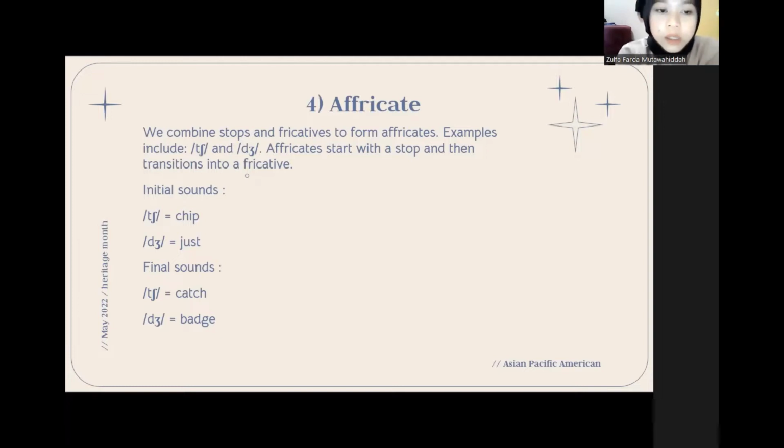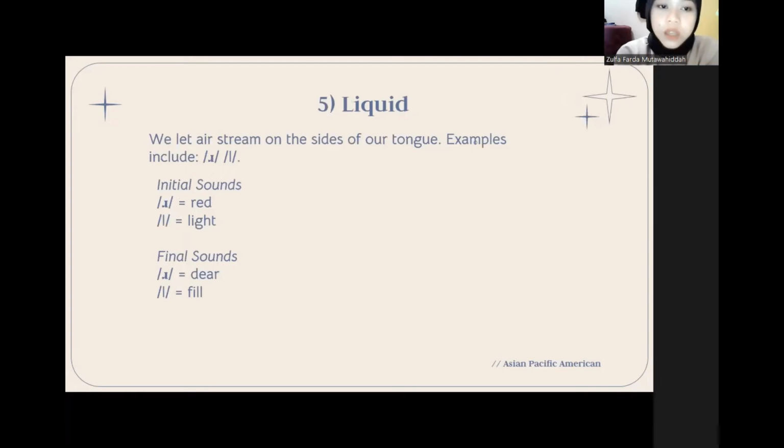Okay, for the examples, initial sounds: ch, the word is chip, and j, the word is jump. Final sounds, for example, are catch and beach. Okay, next we have liquid. We let air stream on the side of our tongue. Liquid consonants are when the tongue blocks the middle of your mouth so that air has to pass around the side.